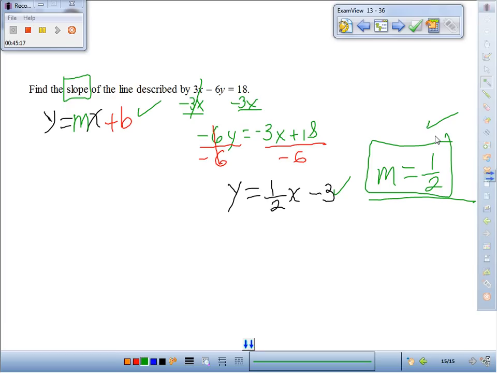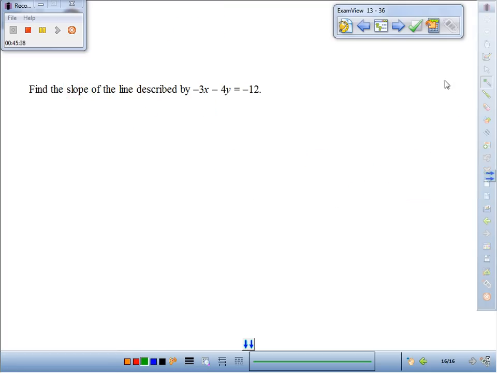Everybody see that? Let's do another one of these. Here we go. Label this one. This next one is 13Q. Find me the slope of the next equation. There it is. Negative 3x minus 4y equals negative 12. Find me the slope, please. Go.